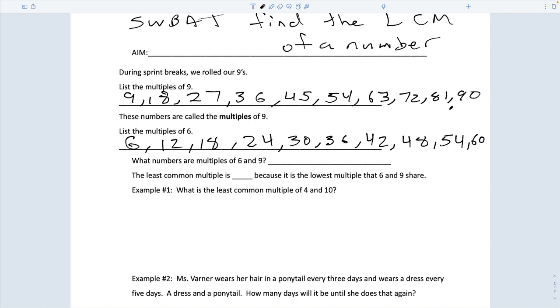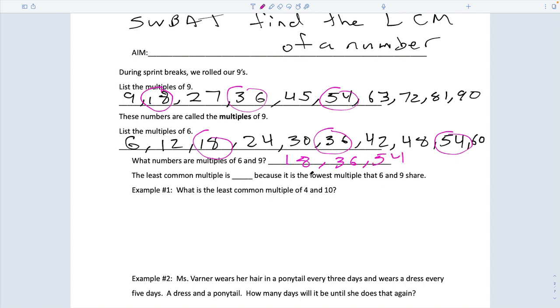There's more than one. Ashton? 18. That's one of them. Circle it. Let's make this one pink. What's another number that matches? Topanga? 54. What's another one that matches? Jersey? 36. Yeah. And if you kept listing them, you'd keep finding ones that match up. When we're looking for the multiples, we're just going to list the ones that are in common. So we found 18, we found 36, we found 54.